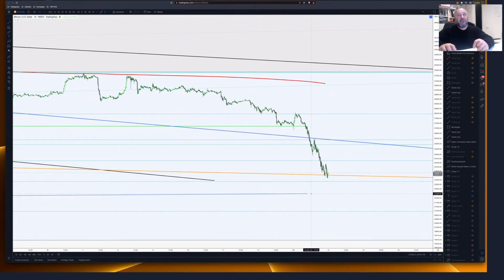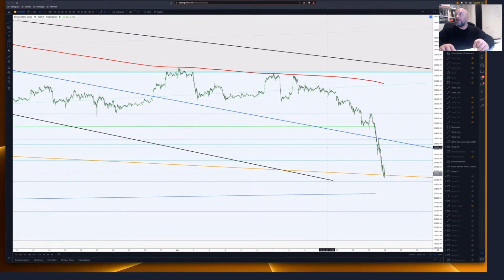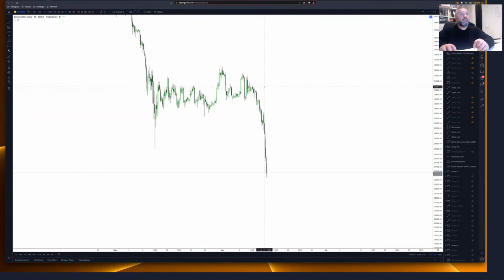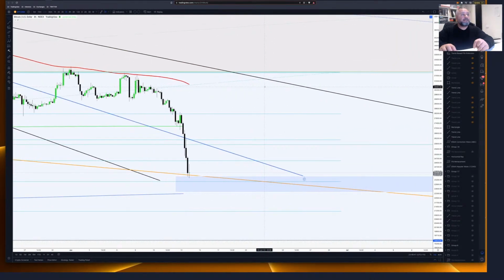So what's that? 23,600. Just be patient. Now, candlesticks will come into bigger play on the 4 hour. At the moment, let's look at the 4 hour.